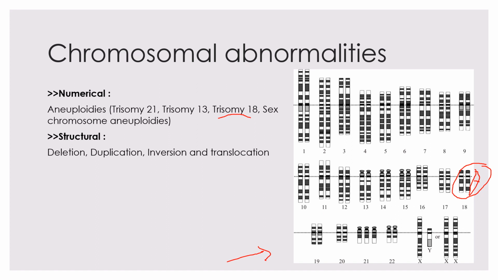Structural. What is structural? Say from this chromosome 1, this band is missing. That means this band is deleted, right? So it's a structural abnormality, deletion. Or say in chromosome 2, this region is duplicated, this light band is duplicated. So it's a duplication. Inversion. What is inversion?